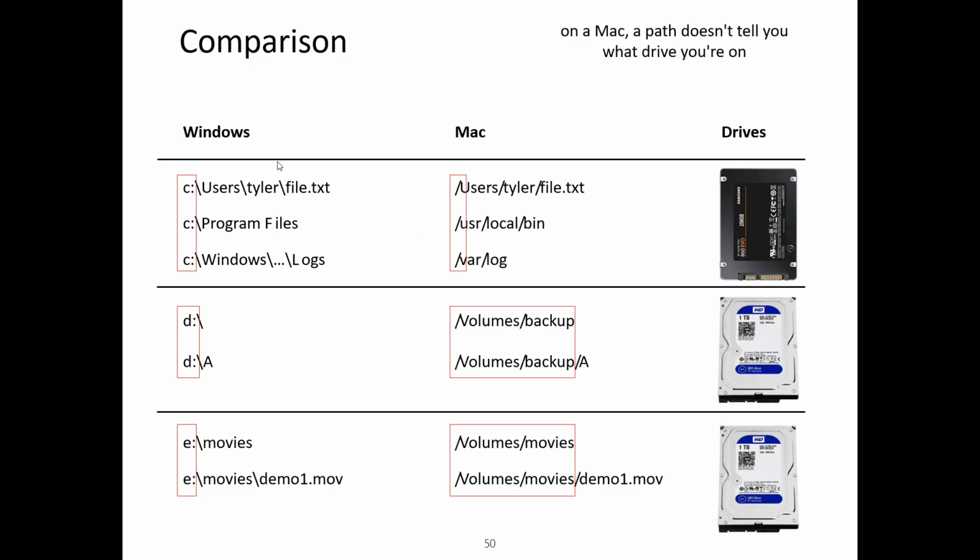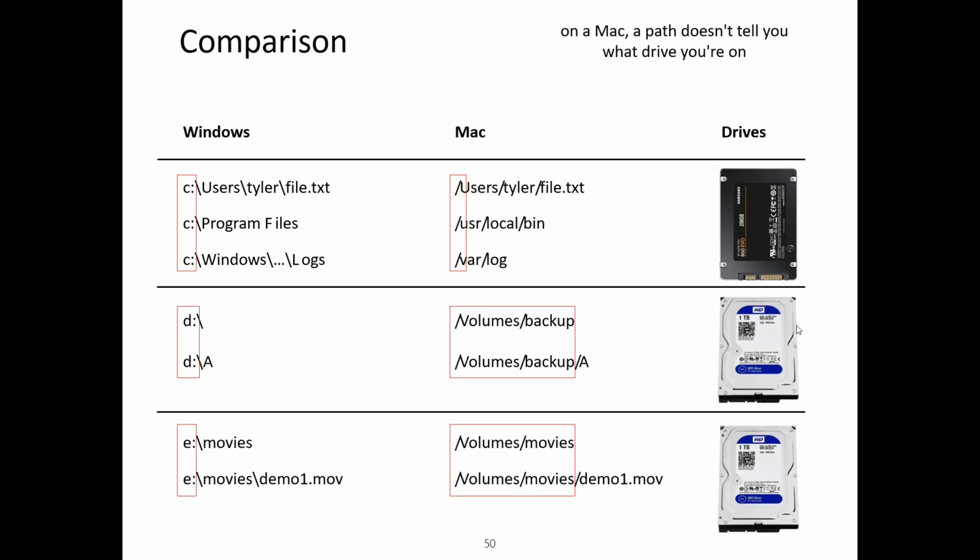And in fact, if I'm looking at some different files, on a Windows system, if I've got file.txt in users Tyler, on a Mac, it's going to just have the /. There's going to be no drive letter. So users Tyler file. Program files here is a directory on C drive here. Here that's equivalent to the user's local bin. If I'm looking at the D drive on Windows, this might be volumes backup A. And in fact, the E drive could also have volumes movies. So it's designed to look the same.